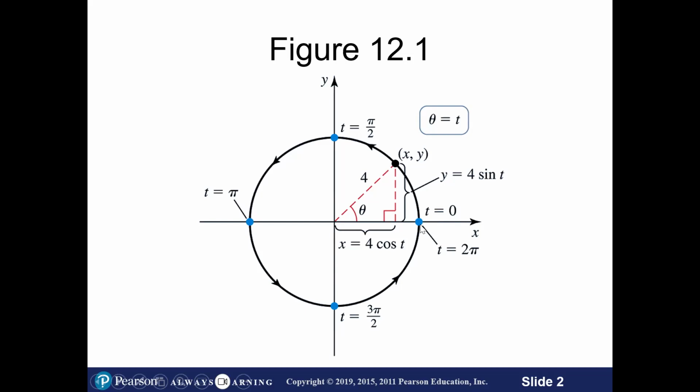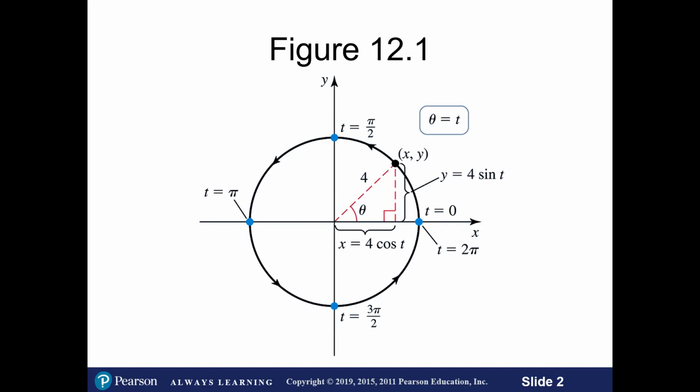So as t increases from 0 to pi over 2, my dot will move along this circle until I get to here where t equals pi over 2. And then my x coordinate, 4 times cosine of pi over 2, that would be 0. My y coordinate, 4 sine pi over 2, that would be 4. And so this point would be the point (0, 4), as sure enough it is.